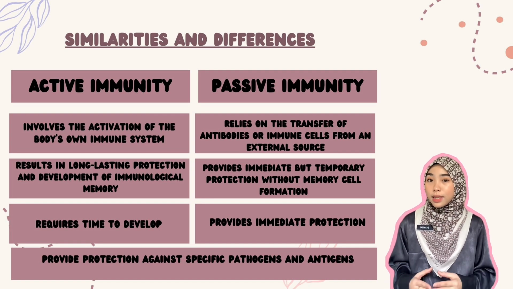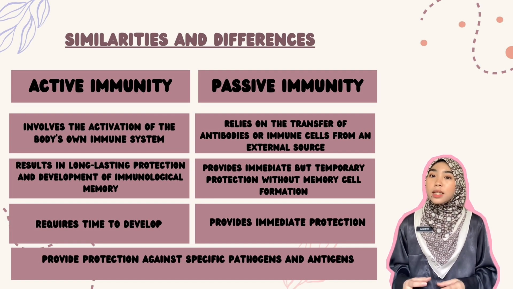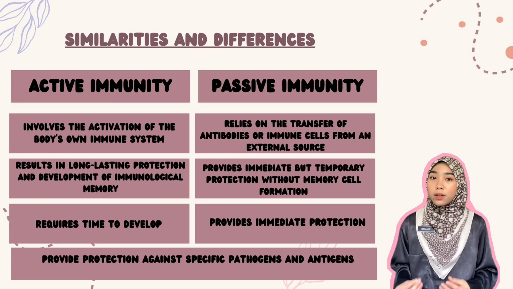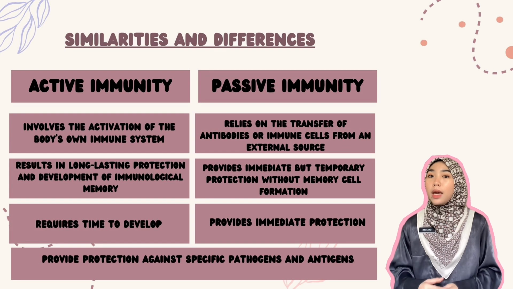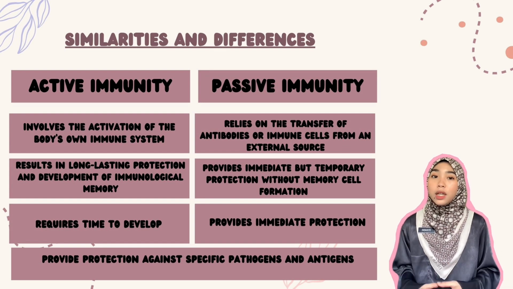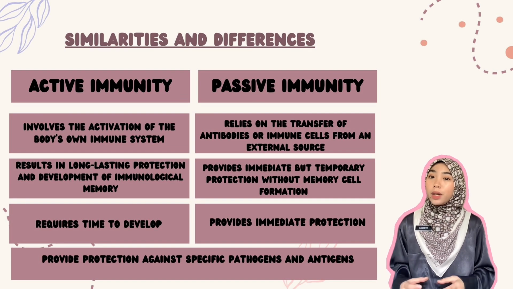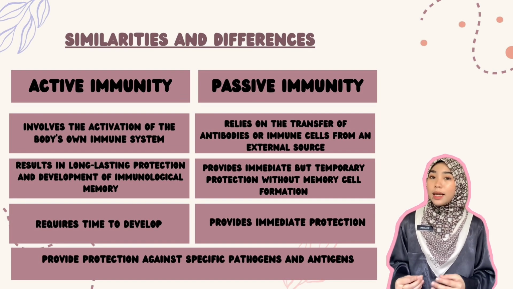Despite their differences, active and passive immunity share some common characteristics. Both provide protection against specific pathogens or antigens, and both can be acquired naturally or artificially through medical intervention. Thus, both play important roles in protecting the body from infections and disease.